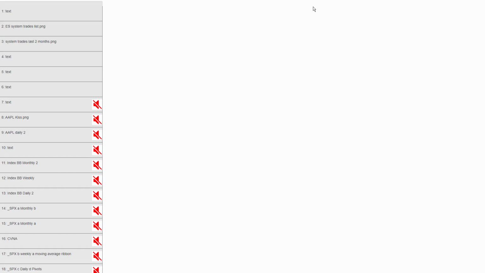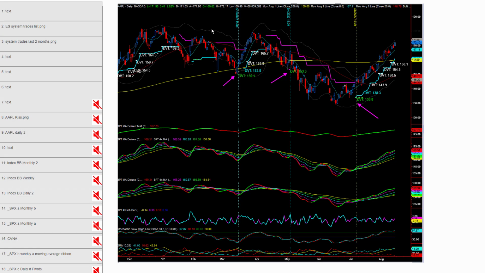Next. Chart number 8, here's something I haven't showed for a while, and I may start taking snapshots of this for the website. I haven't been doing it. This is the KISS system for Apple, okay? It's actually done pretty well here. So it was in cash coming into the year. It took a long in March, made a little money here. You can see, went long here. Then it had 4 DVTs.